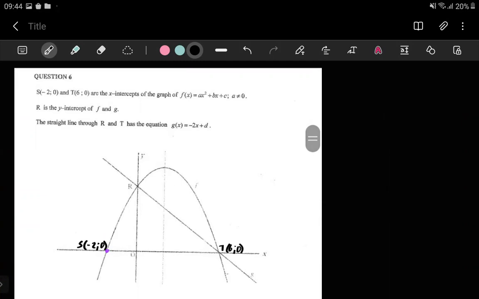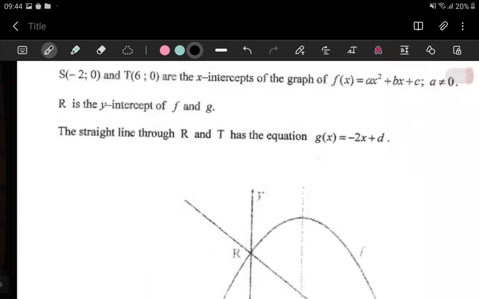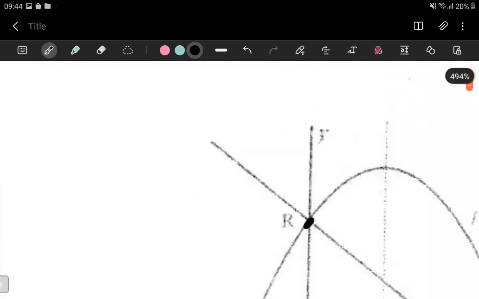And then it says here a is not a number equal to 0, obviously. Okay, so that's just something obvious there, because if a was 0, we would not be dealing with a quadratic equation, or a parabola rather. So they then say here R is the y-intercept of f and g. So they share that coordinate, which is this point here.